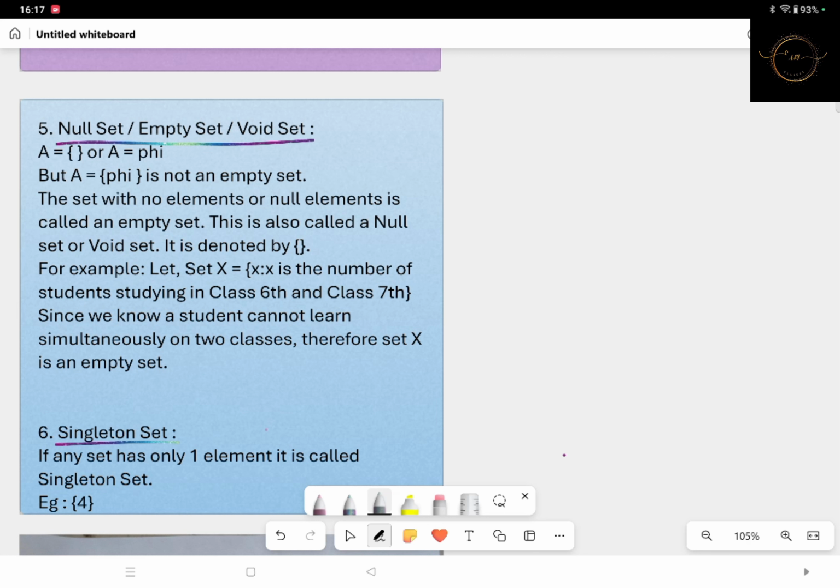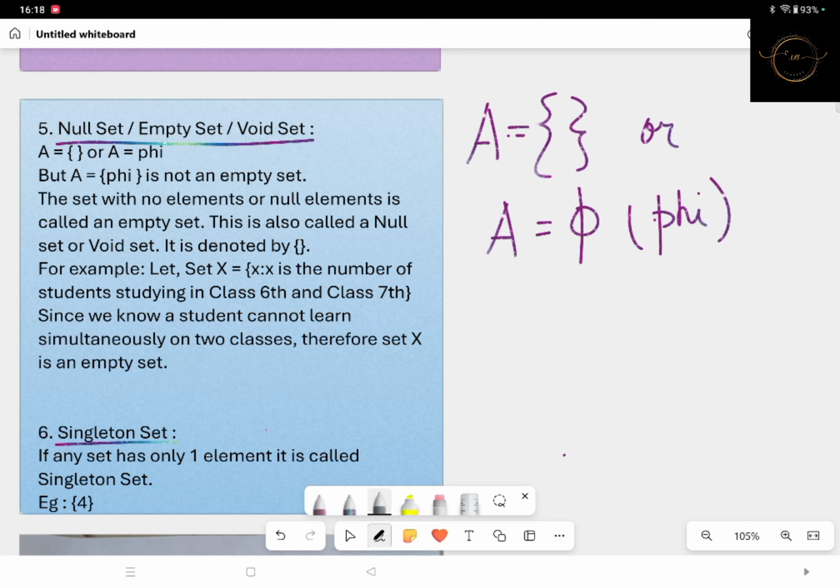Now, what is null set or empty set or void set? Suppose any set capital A, you are seeing that there is no element present in the set. That means only two curly braces are given, and no elements are written in between the braces. Or suppose capital A is written as equals to phi. This is a Greek word whose pronunciation is phi, P-H-I. Look here, I have written P-H-I, phi. The sign is this, phi.